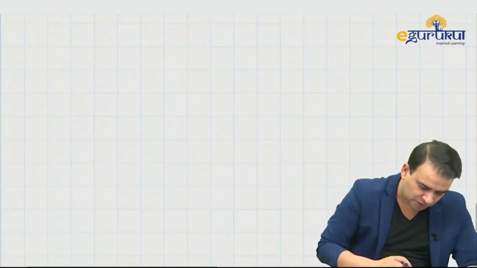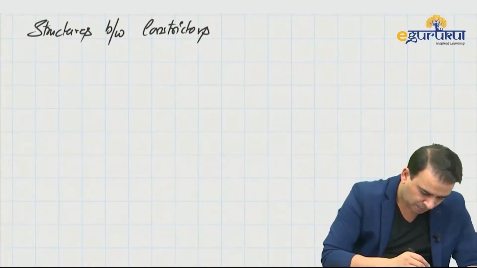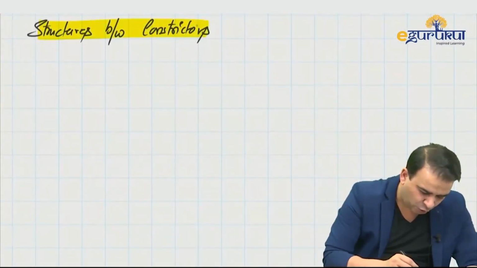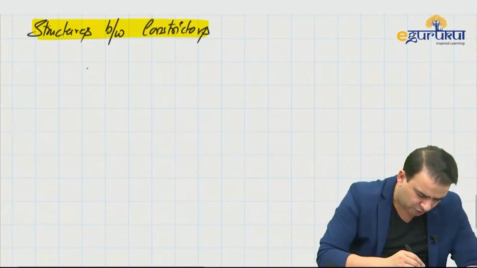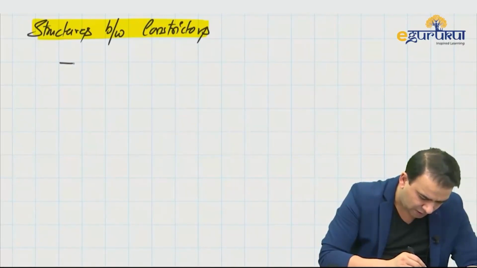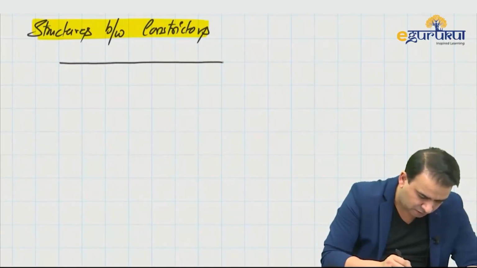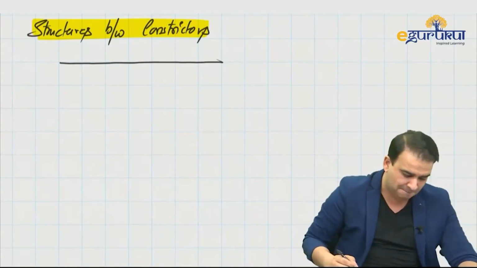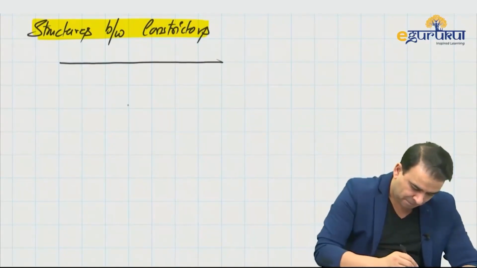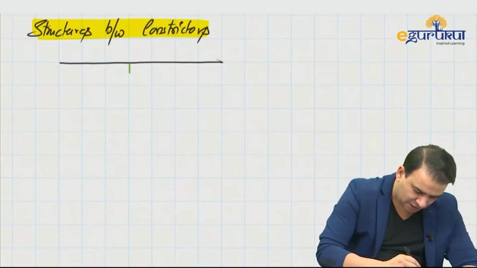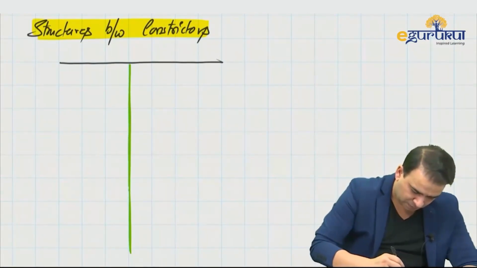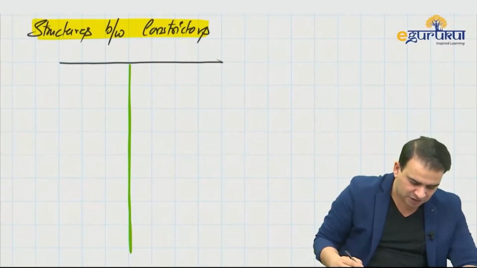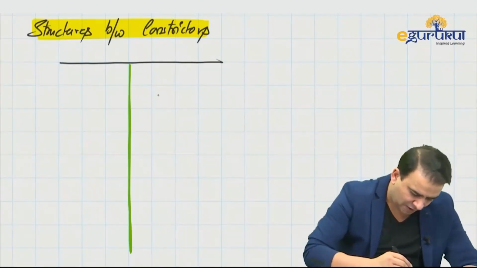Structures between constrictors. So I'm going with that same coronal section, guys. Let's say we are seeing it from behind, and let's try to draw it very easily and schematically. If this line here indicates the base of the skull, here is the raphe, that is pharyngeal raphe. And then we have three constrictor muscles.